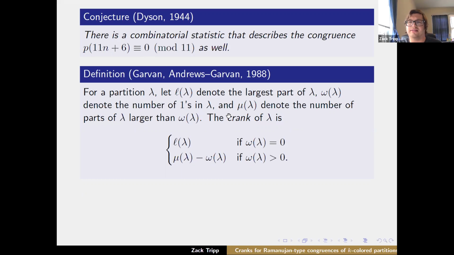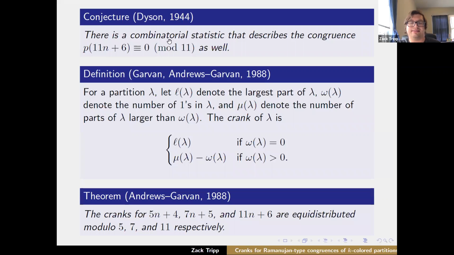This might look a little complicated, but essentially, if you give me a partition, if there are no ones in it, then the statistic is just the largest part. If there are ones, we take the number of parts that are greater than the number of ones, minus the number of ones. And it turns out this satisfies Dyson's conjecture, namely the crank is equidistributed modulo 11. Not only that, it's also equidistributed modulo 5 and 7. Great, so in some sense, this combinatorial statistic explains all 3 of the congruences simultaneously. And that's what we'll be interested in, doing this for K-colored partitions.